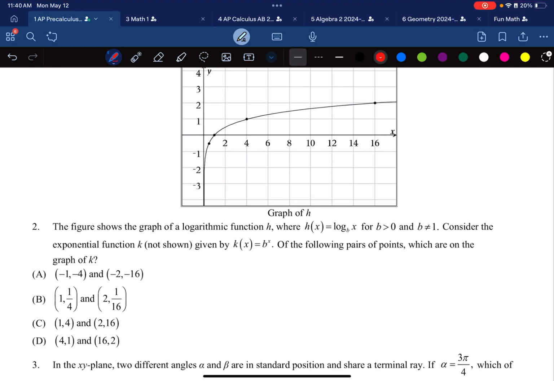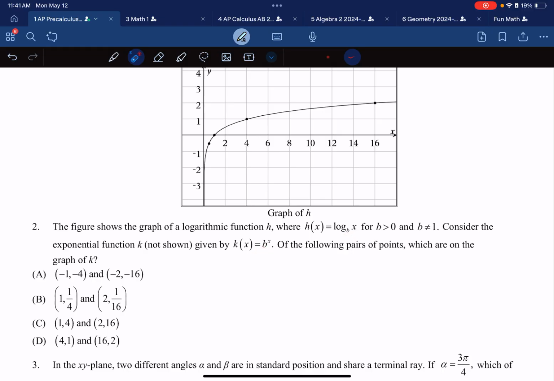In number 2, we have a graph with a series of points on it. This is clearly a log function. There it is. It does not tell me what base I have for my log. It just says that the base is obviously not 1, because then it would just be a flat line. It would be very boring. And we also have an exponential function with that same base b right there.